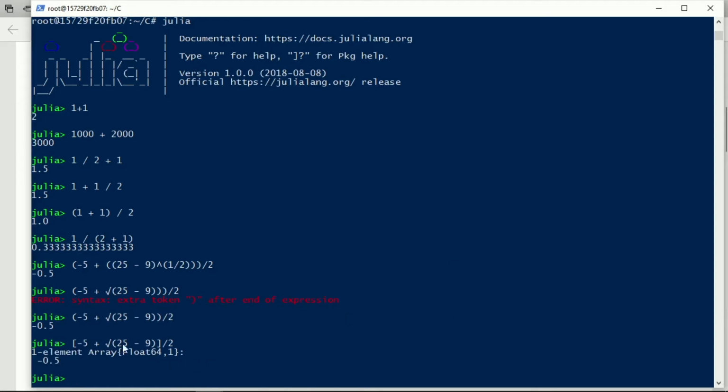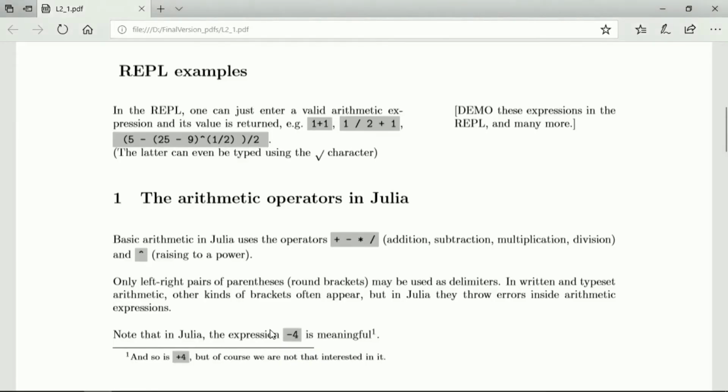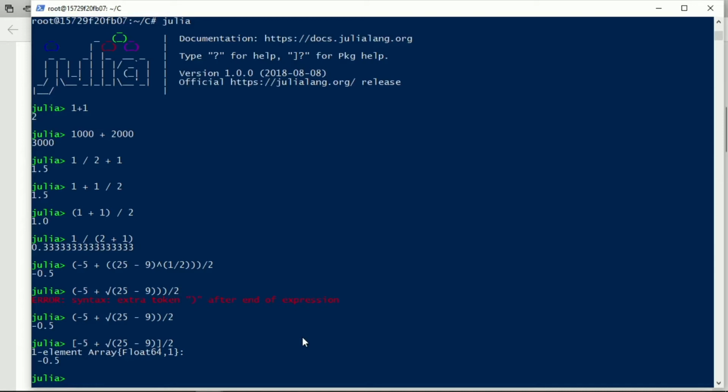What happens is that this gets put into an array, and then the whole array gets divided by 2. We don't recommend that you do this kind of arithmetic on arrays.